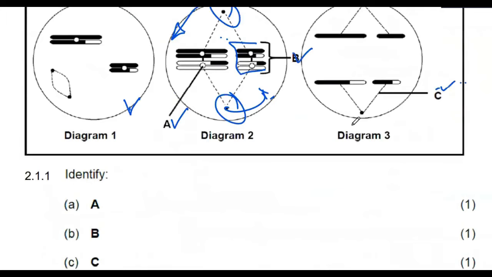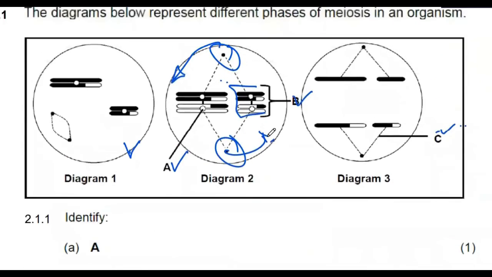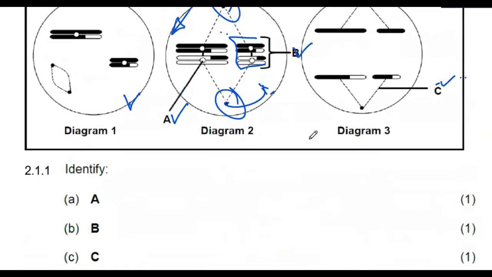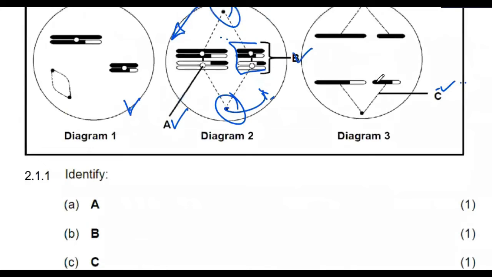Then they say identify A. We have seen it. A is the centromere. B, we have seen it, homologous chromosomes. Then C, we have seen it as the spindle fibers. Identify the phases in diagram 3. Diagram 3, because they are separating.